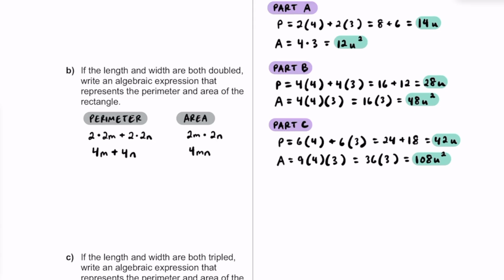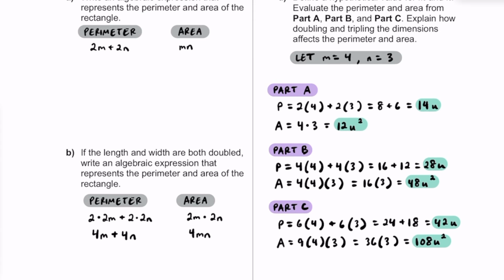Now, how can we look at all these together and come up with a pattern or an understanding of why these numbers are the way they are? Because now we're going to see how doubling and tripling the dimensions affects the perimeter and area. So here's the perimeter when we didn't do anything to the dimensions, just kept them the same. Here's the perimeter when we doubled the dimensions, and here's the perimeter when we tripled the dimensions.